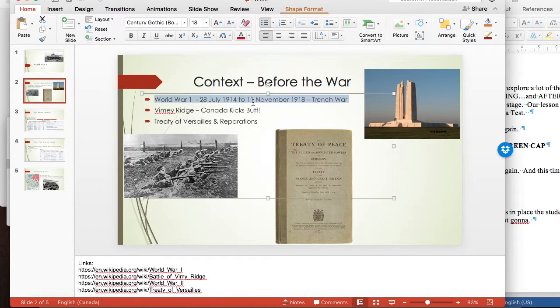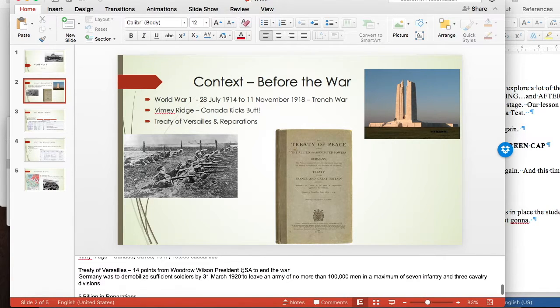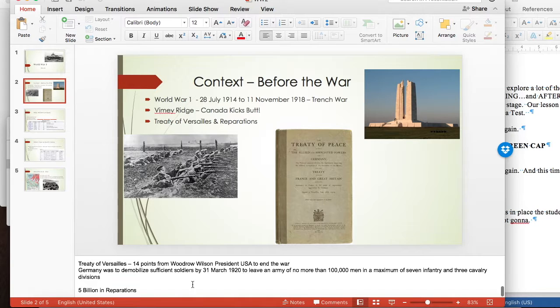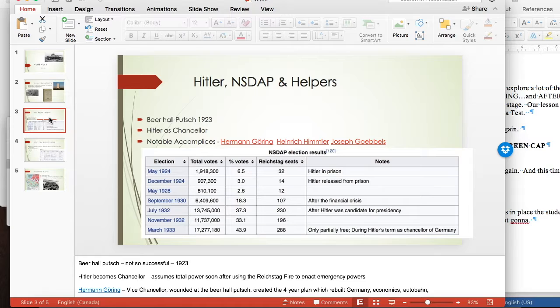I've got numbers. I actually set the context before World War II and bring up the Treaty of Versailles. I also talk about Vimy Ridge. So I've got numbers and figures and lots of links, and numbers are in my notes: casualties, the Treaty of Versailles, when it was, $5 billion in reparations. Then we get into the Beer Hall Putsch of 1923 and the rise of Hitler.